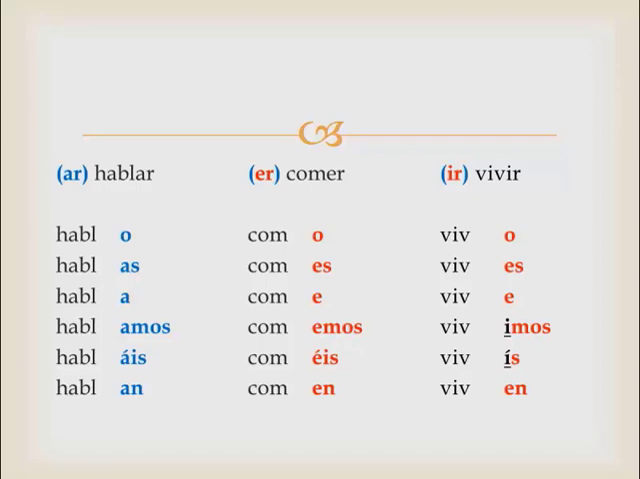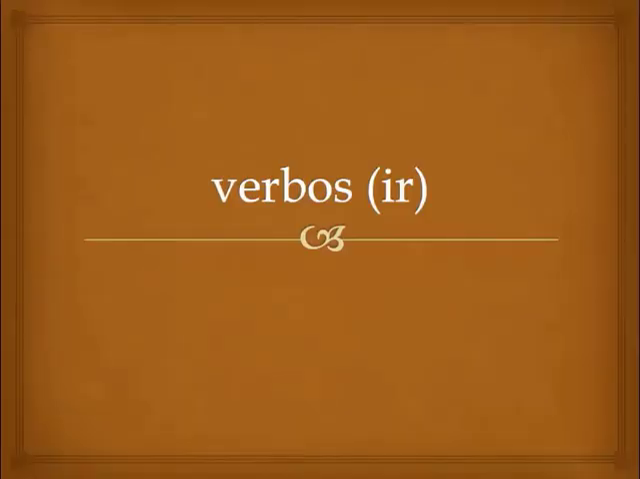That completes the three lessons for how you conjugate the three different kinds of verb endings that we have in Spanish, the ARs, ERs, and IRs. And that's the end of the lesson for IR, as well as the ARs and ERs. Verbos IR, or verbos en la tercera conjugación.